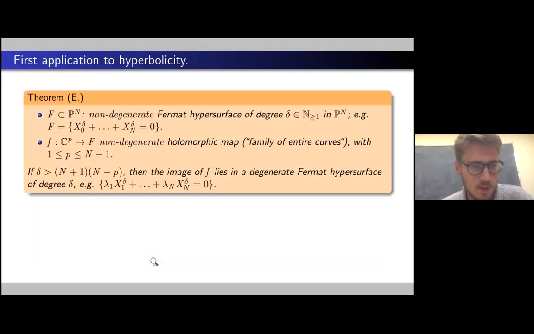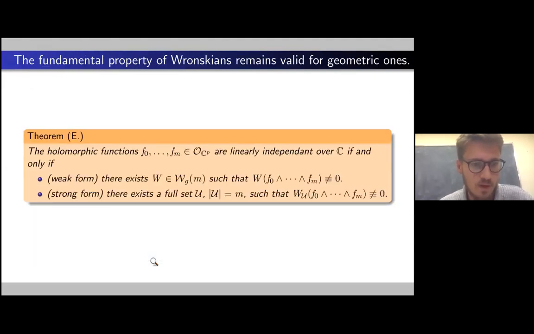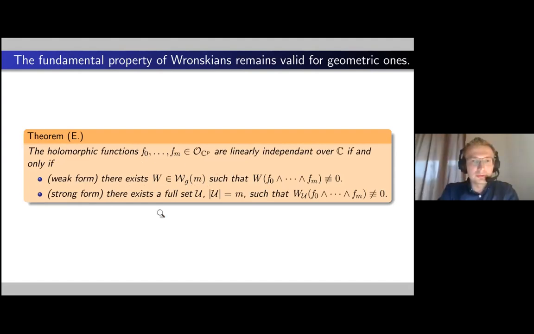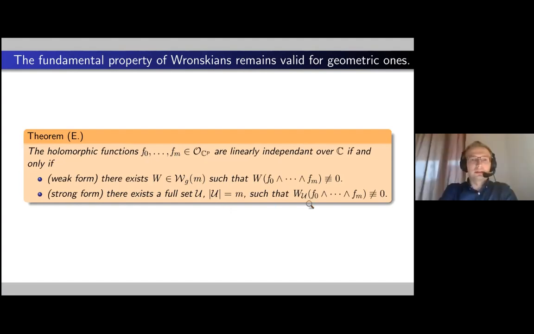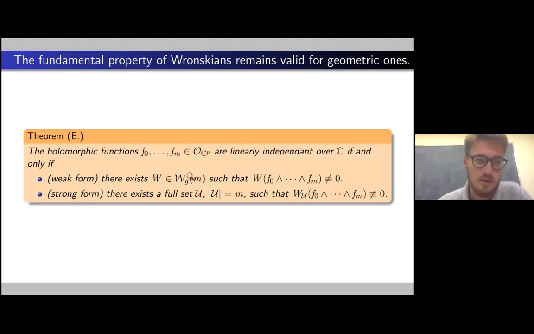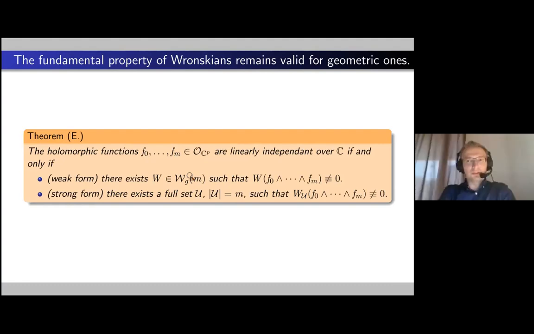Let me go back. The weak form is that if there exists one, but the strong form is that we can actually only check it on the pure ones. Okay, I see now. But then, what is the benefit of the weak form?